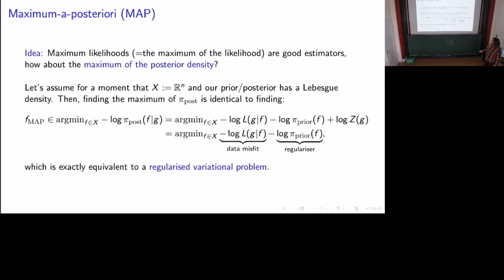Then what we have is minimizing the data misfit minus the log prior, which is a bit like a regularizer. So we're actually back to the beginning of this morning, where we said we have a misfit and a regularizer, and that is exactly the Bayesian formulation of what we've seen this morning.